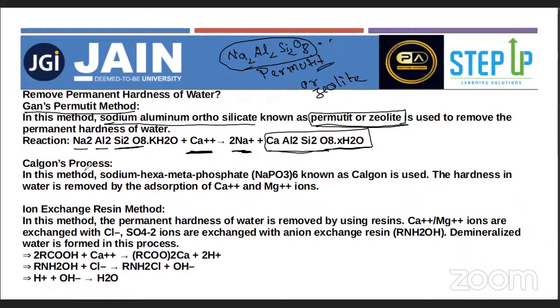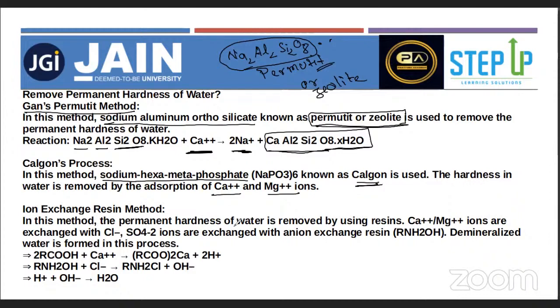Okay, next is Calgon's process. In Calgon's process, what is there? The name is sodium hexametaphosphate. Sodium hexametaphosphate, okay, that is the name. This is known as Calgon. The hardness of water is removed by the adsorption of Ca2+ and Mg2+ ions. Again, what you have to remember? Calgon. Permutit here, Calgon.